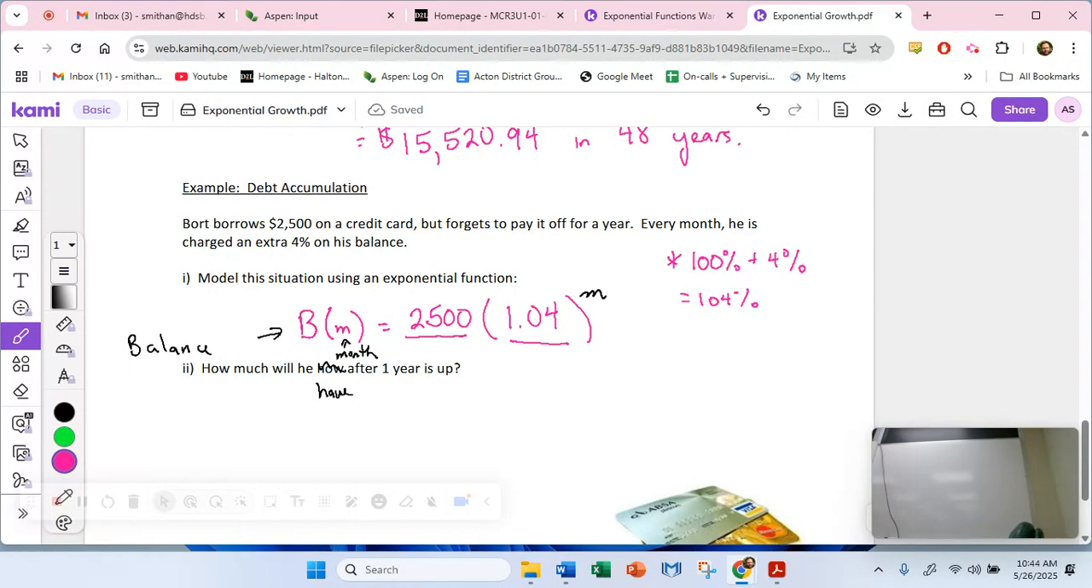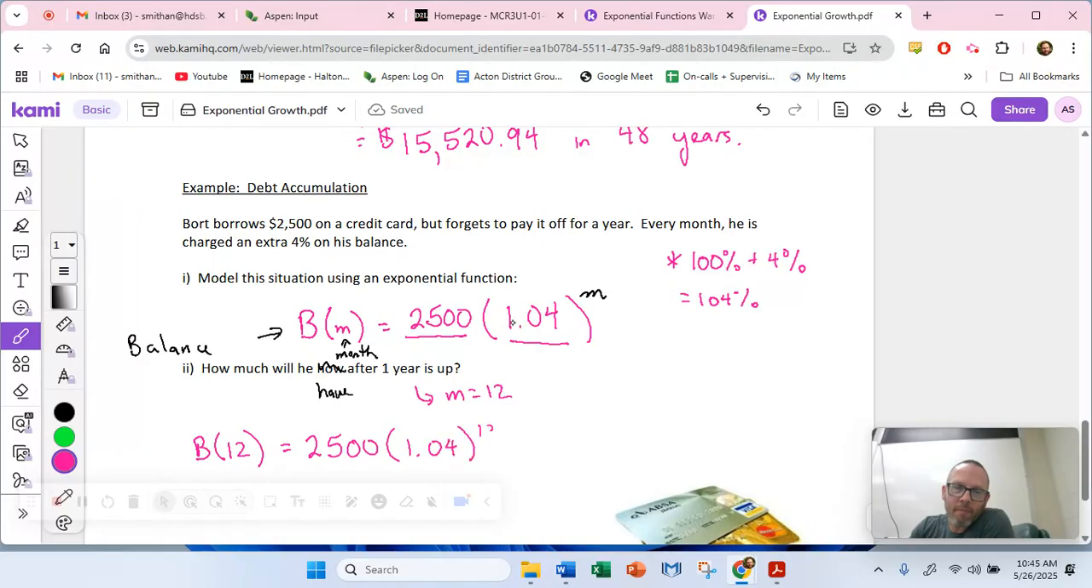And now we can find how much he has after 1 year is up. Note the change in units. This is something you have to be careful of too. This is just plug and play, but don't plug in 1. Our equation is set up for months. So you just have to make sure you're plugging in m equals 12 for 1 year, finding the balance after 12 months. And it's just plug and play. And then we'll wrap this up.